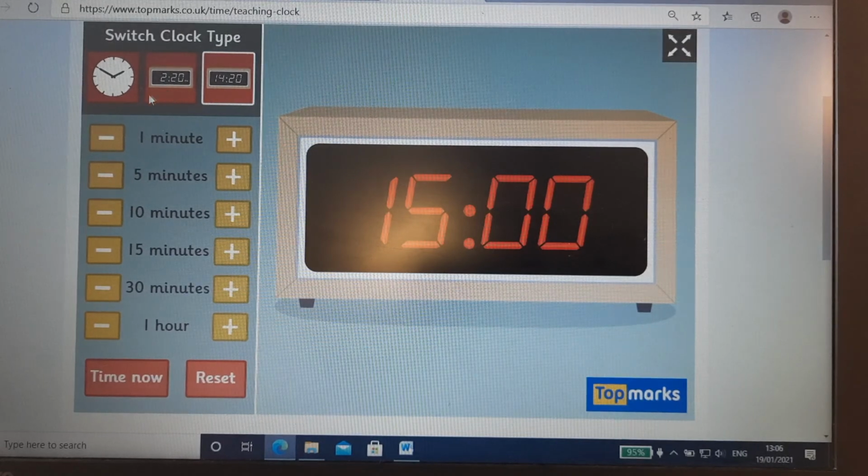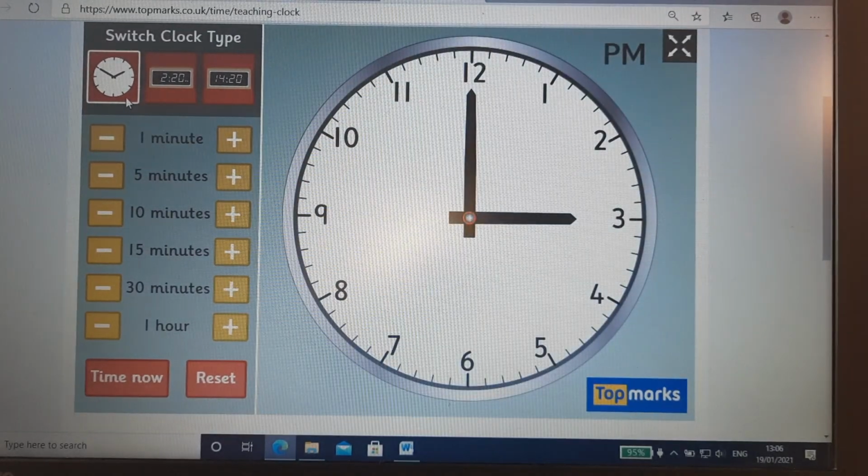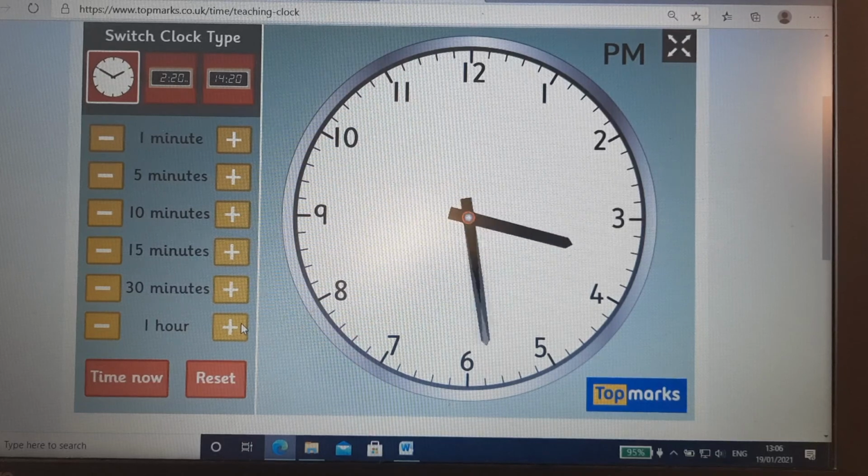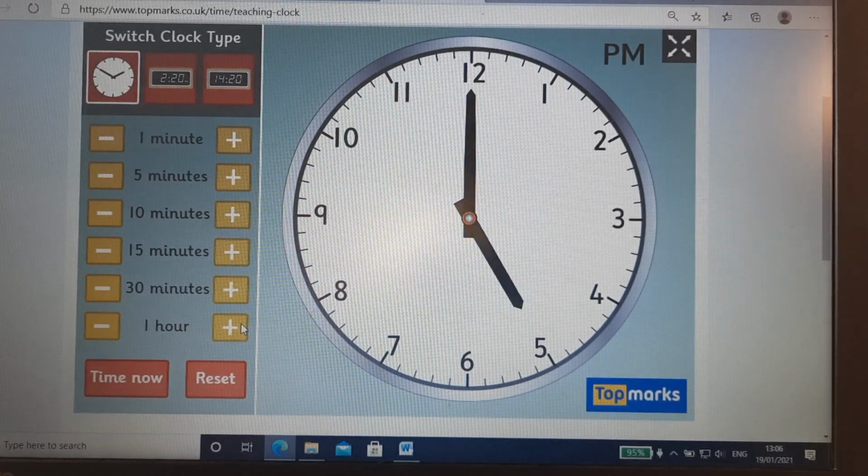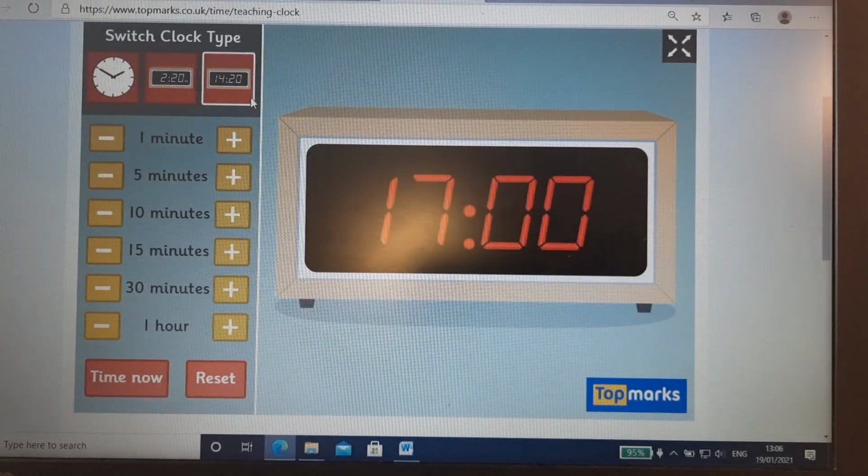I'm going to give you one more where I want you to make a prediction. Okay, this is your new time. Please write down what you think that would be in 24-hour clock. Press pause whilst you do it. Okay, let's have a look at this time, and we are looking at 17:00. So we've got no minutes, it's the 17th hour of the day.